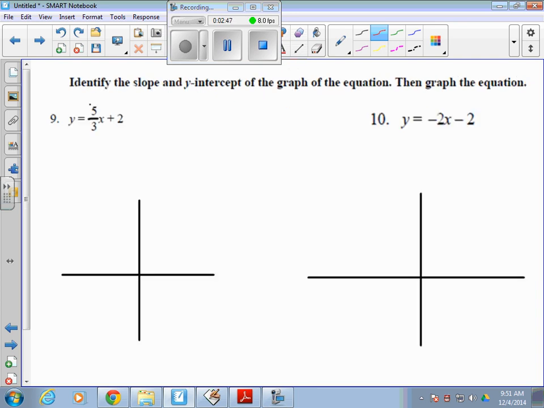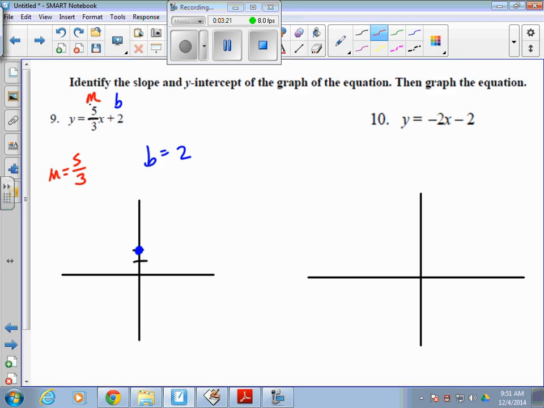Number 9 says identify the slope and y-intercept, then graph the equation. Nice and neat for us. Y equals mx plus b. M's value is 5/3. B's value is positive 2. Remember, b tells you where to begin. Begin on your y-axis at positive 2. So that's where we're going to put our first point right there. Your slope tells you where to move. That's why it starts with an M in this class. We can remember it that way.